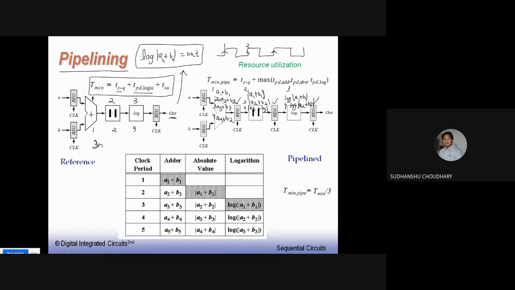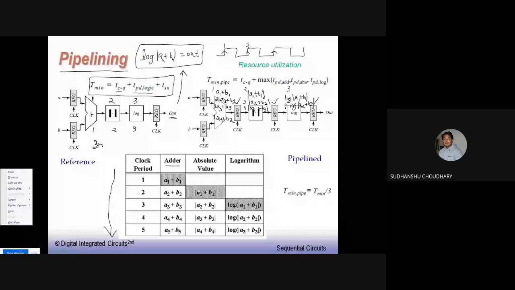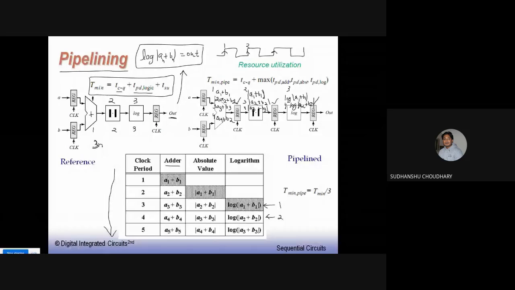The same thing has been explained over here. In the first clock cycle, the adder is working. In the second clock cycle, both the adder and the absolute value, that is modulus, are working. Then in the third clock cycle, all 3 are working, and the first set of data is already available. The second set of data is available in the fourth clock cycle, and in the fifth clock cycle the third set of data is also available, the complete operation on the third set of data. If we had done the same thing on a non-pipelined system, log of mod of A3 plus B3 would have been available after 9 clock cycles.